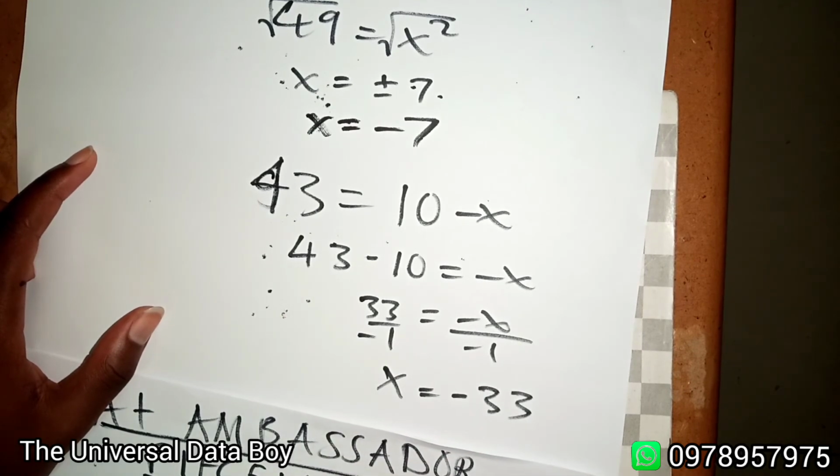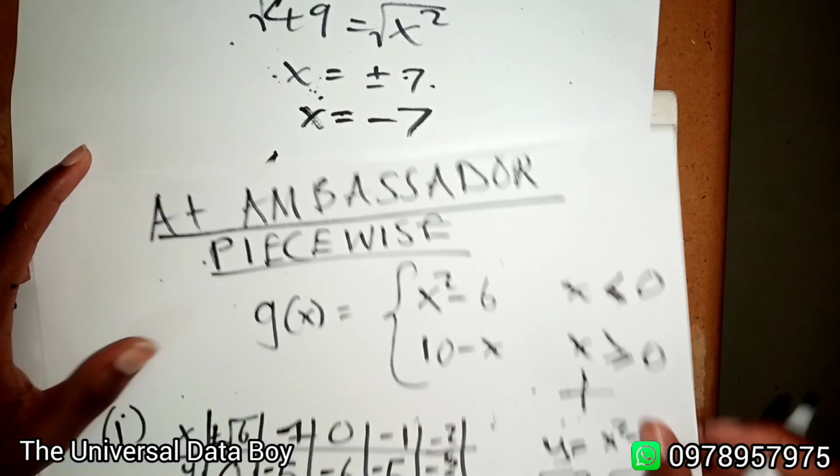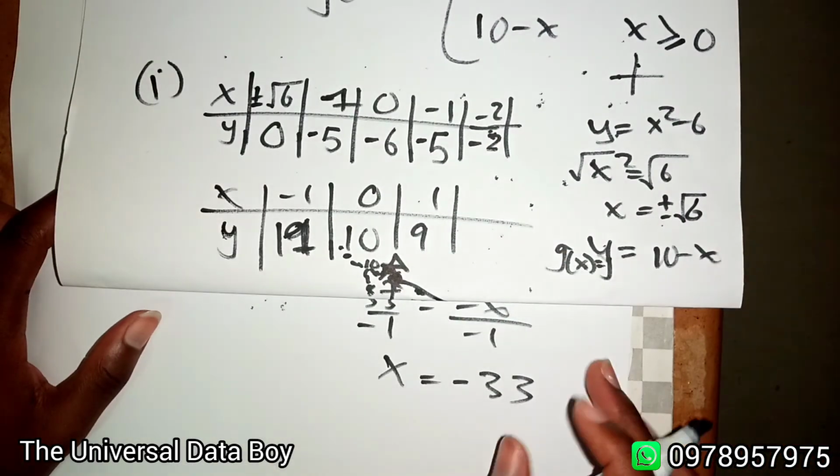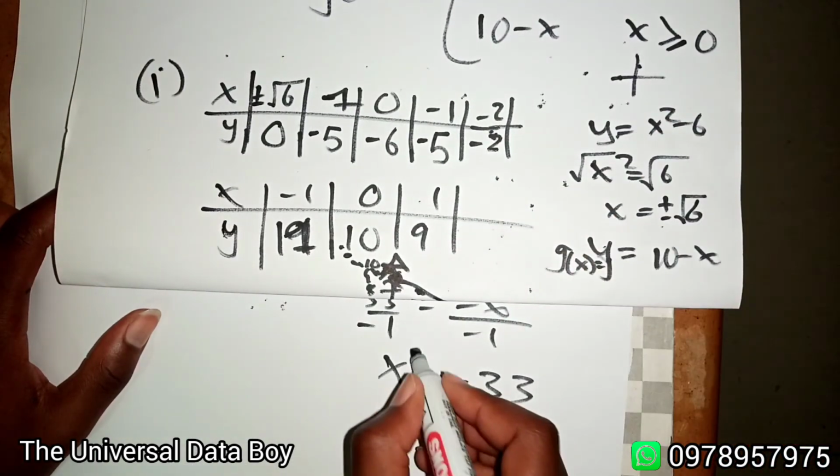So now for this one, we are being told it's for the values of x that are greater than or equal to 0. But then this one, it's not equal to 0 and it's not greater than 0, it's less than 0. So its x value doesn't hold.